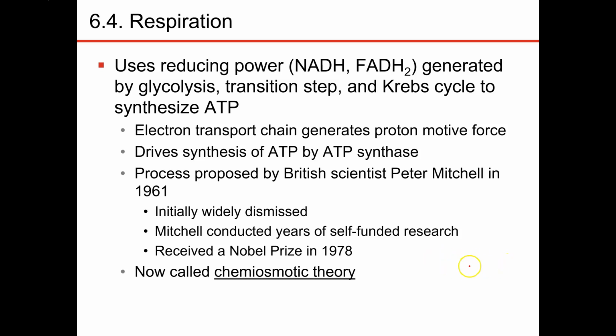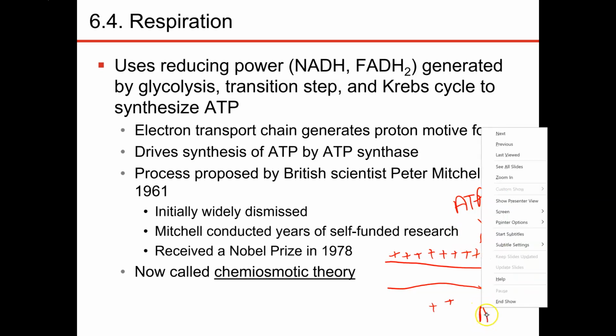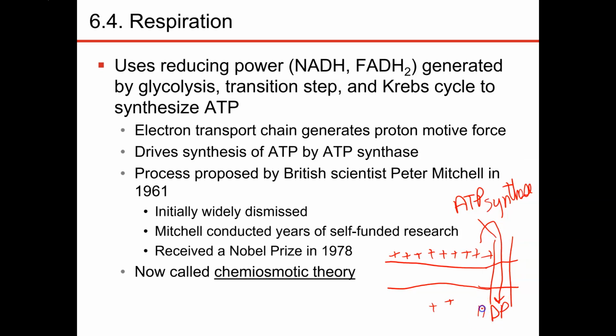So think about if you have a membrane and you have a bunch of protons on one side and very few on this side, they're going to want to move from where they are to where they are not until we're at equilibrium. They move through a protein pump called ATP synthase. And as they flow through, they catalyze the reaction of ADP to ATP.